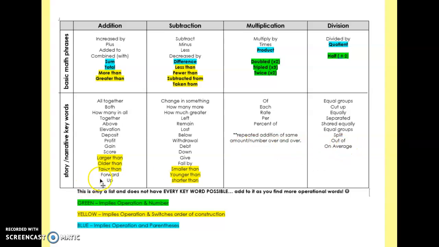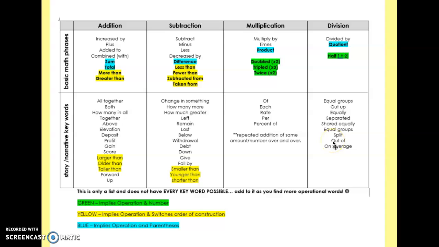Again, there are ones for each operation, some for addition, some for subtraction. Notice there are some yellow terms, right? So if you do see any of these, larger than, older than, taller than, again, we're adding, but it also implies we need to switch the order of construction. There's not going to be a ton like that, but it is something to keep in mind. Same with subtraction. There are some here that would mean you subtract, but you're more so looking for the words than and from. Remember, we talked about those are keywords that mean you flip.